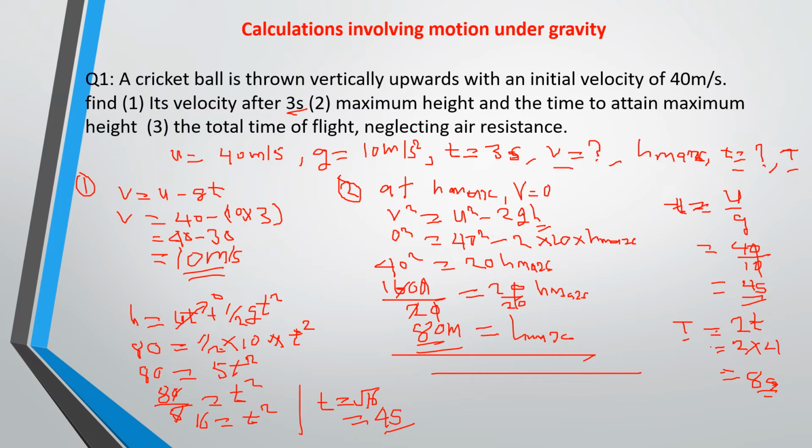Time to attain maximum height is 4 seconds. So total T is equal to 4 plus 4, which is equal to 8 seconds. So you can see that you still have the same answer no matter the route that you take. Is that okay? So this is how to go through this type of problem. I hope this is a little bit simple and if you follow the steps, you get to your answer readily.